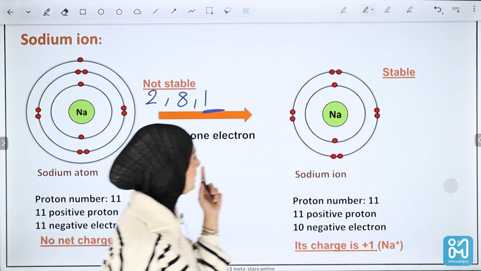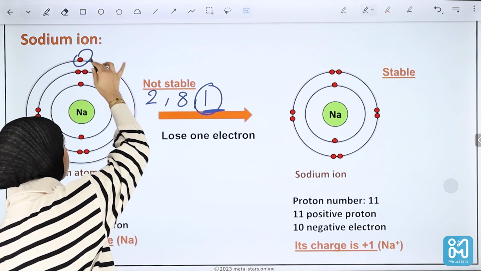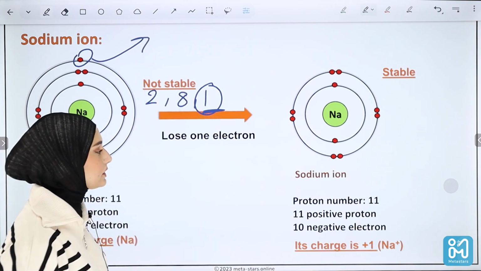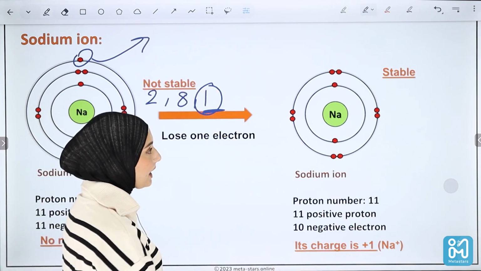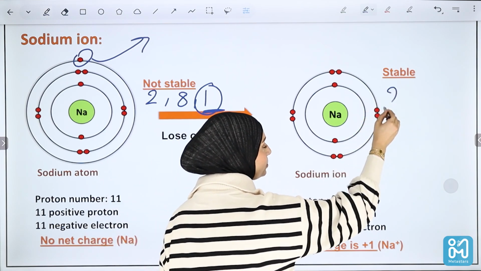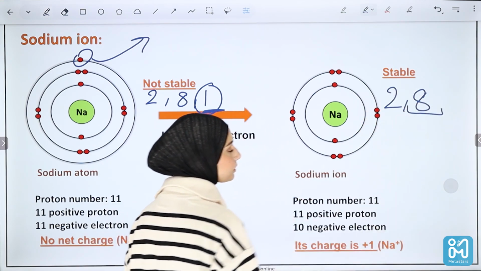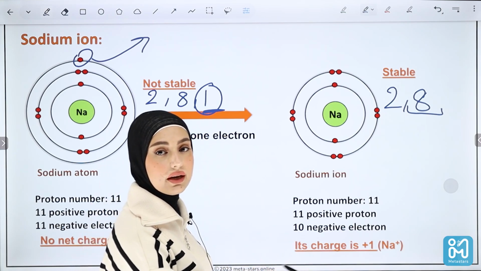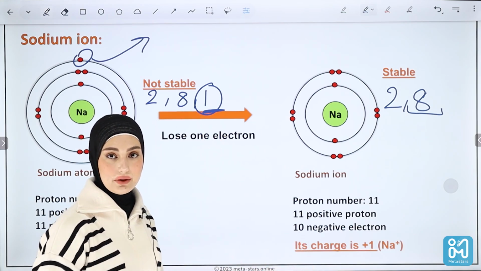By losing this electron. After losing this electron, the number of electrons now is 10 and the electron configuration is 2, 8. The second shell, or the outermost shell, now is stable. That means sodium is stable now.